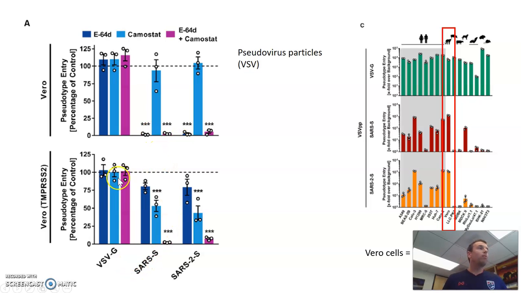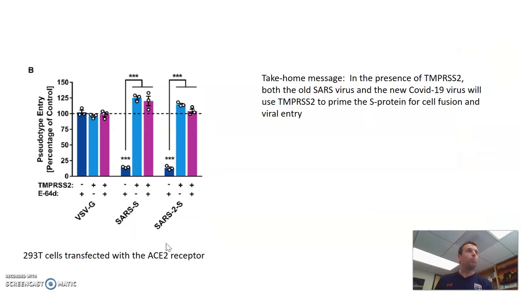However, when you make the Vero cells express TMPRSS2, now it shows they can use that direct pathway as well, because now when you use the E64 inhibition, virus still gets in. When you use Camostat, it's inhibited, but not all the way. When you put them together and inhibit both the direct and indirect pathway, the virus entry is inhibited.